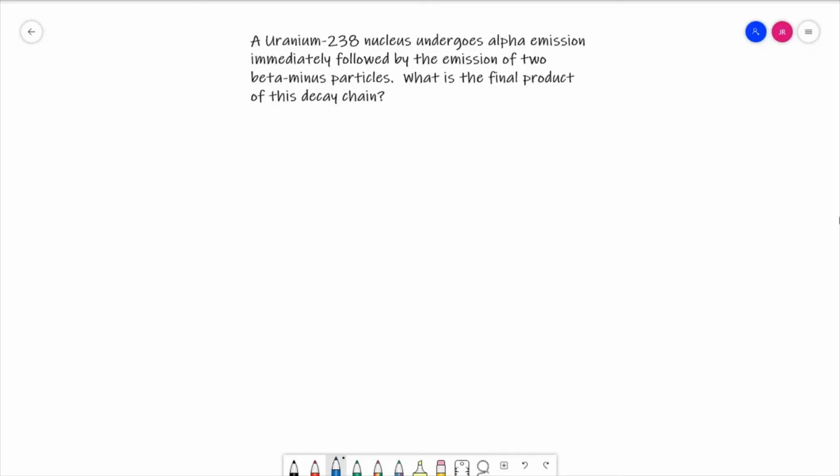So now on to an example. A uranium-238 nucleus undergoes alpha emission, immediately followed by the emission of 2 beta minus particles. What is the final product of this decay chain? As usual, please pause the video, have a go yourself, and then come back once you've got an answer.